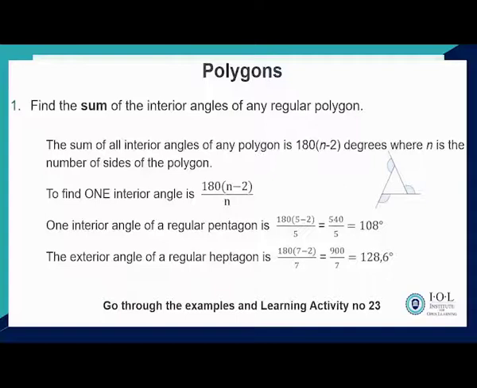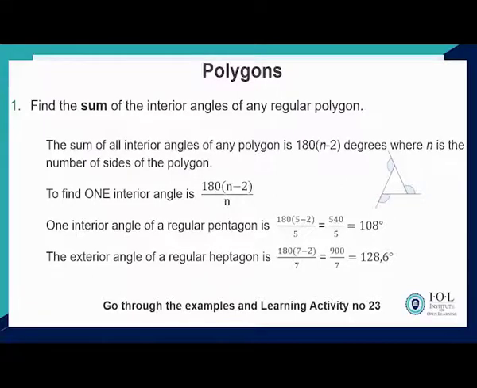For the interior angles, we have the formula 180 times n minus 2, divided by n. What is n? The number of sides. For a pentagon, it's 5. For a heptagon, it's 7. For an octagon, it's 8. You just substitute that n with the number of sides, the 6 or the 7 or the 8 or the 10, and you get the sum of all of them. So for one angle, you divide by the n.